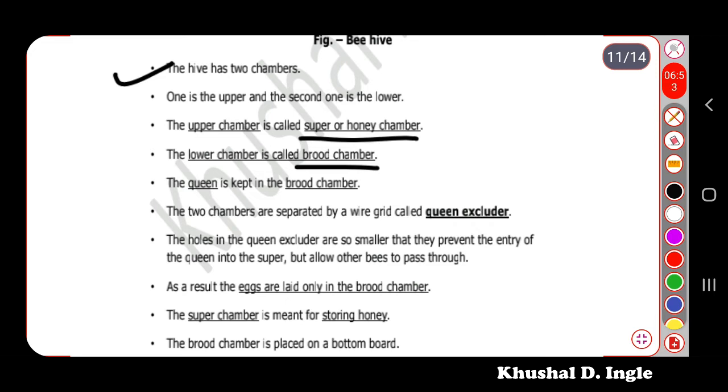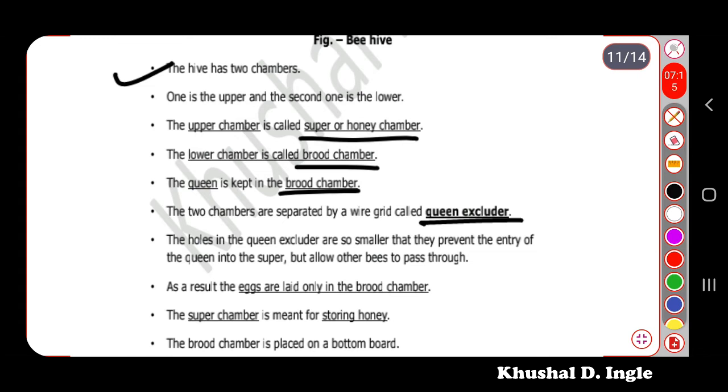Then the queen is kept in the brood chamber. So where is the brood chamber? The brood chamber is at the lower area, the lower chamber. So the queen is kept in the brood chamber. Now these two chambers, the upper chamber and the lower chamber, are separated by a wire grid called the queen excluder.